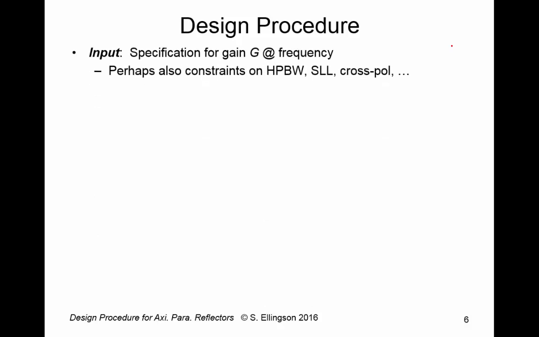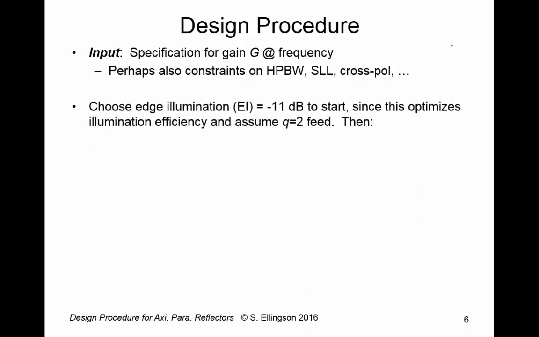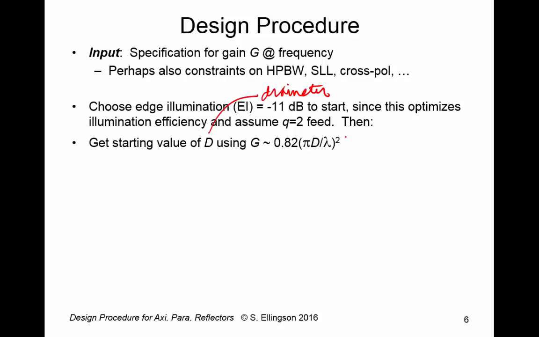Okay, so here's the design procedure. The input first. This is the given. A specification for gain, G, at some frequency. Perhaps also constraints on half-power beam width, on side lobe level, on cross pole, and so on. But these are secondary, at least to get the procedure started. Choose edge illumination to be minus 11 dB to start, for reasons we've discussed already. Then, get the starting value of the diameter. Remember, this is diameter, using the expression that we found in the previous slide.